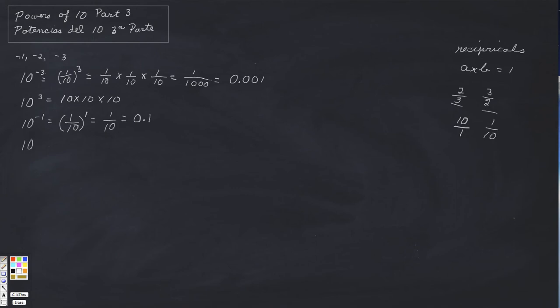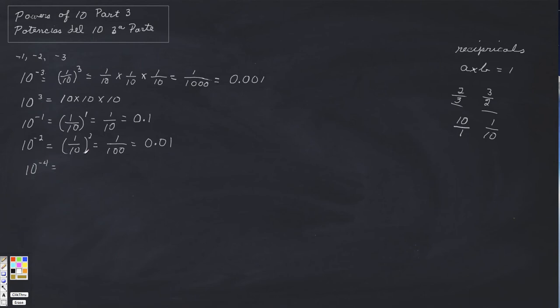Let's look at 10 raised to the -2 power. I will have 1/10, and this will be raised to a positive 2, which equals 1/10 times 1/10, which gives me 1/100. 1/100 then equals 0.01. We saw already 10 to the negative 3, so let's look now at 10 to the negative 4.